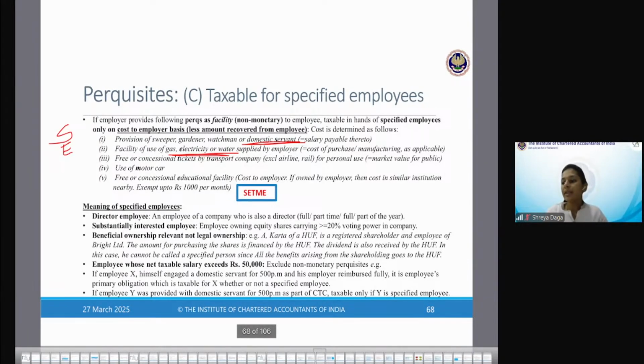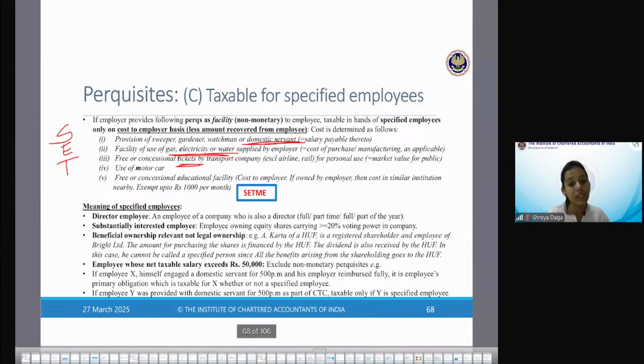Then if the employer gives you tickets, but the employer must be a transport company to do that. And we did in the list of tax-free perquisites that if the employer is an airline or a railway company and giving you tickets, then that is tax-free. But for any other transport company giving you free or concessional transport tickets, then that is taxable only for specified employees. So let's put it as T.